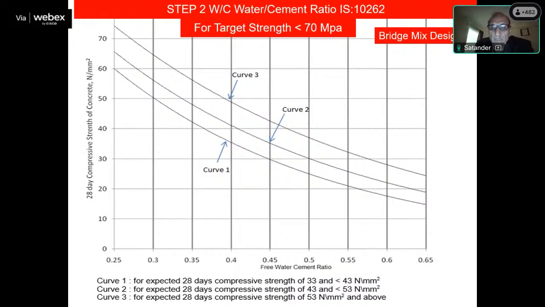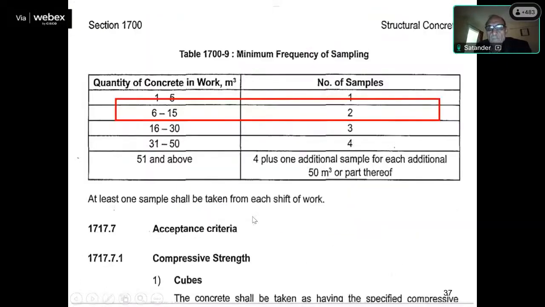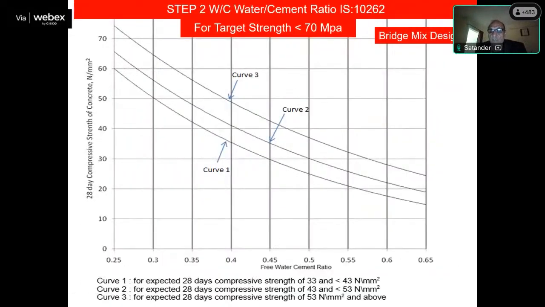What is Abraham's law? Can anybody tell? What is Abraham's law? Anybody, sir? From the consultant side? The answer is given in the picture. If the water cement ratio is increased, strength is decreased. So water cement ratio is inversely proportional to compressive strength. The higher the water cement ratio, at 0.65, the lower the strength. The lower the water cement ratio, the higher the strength.